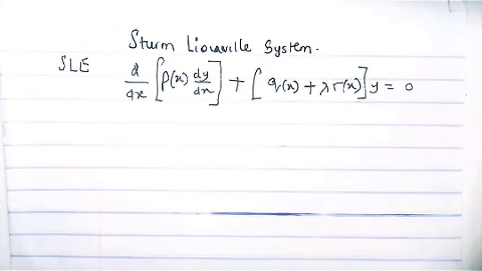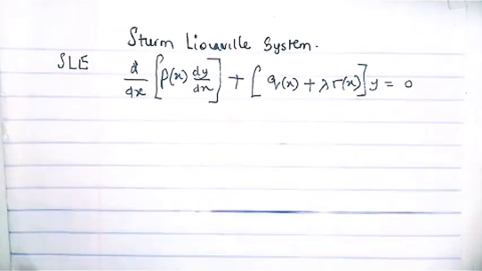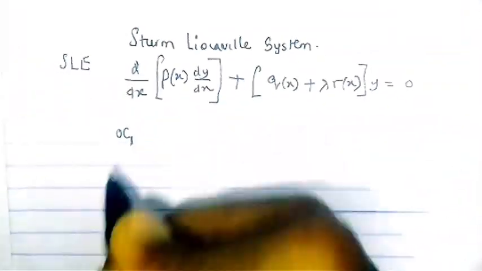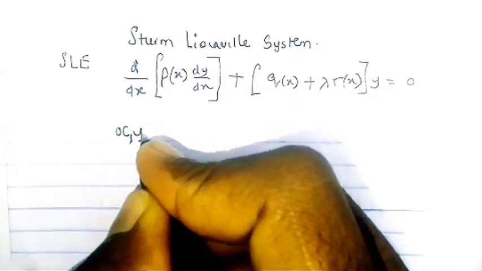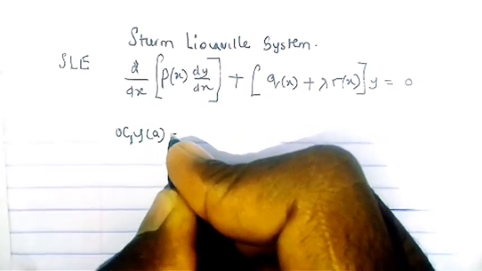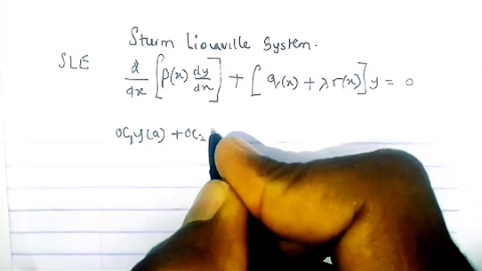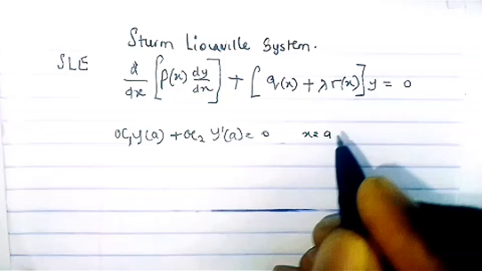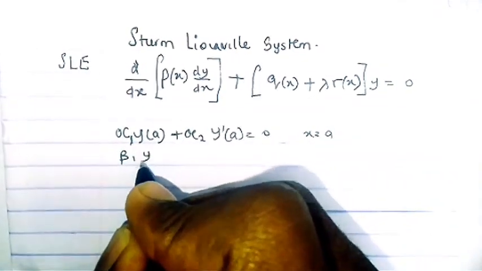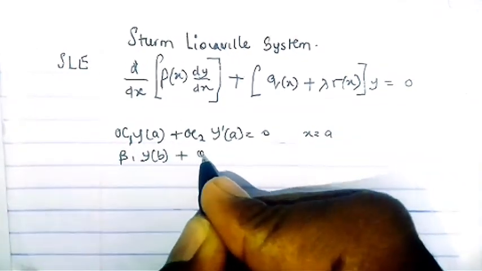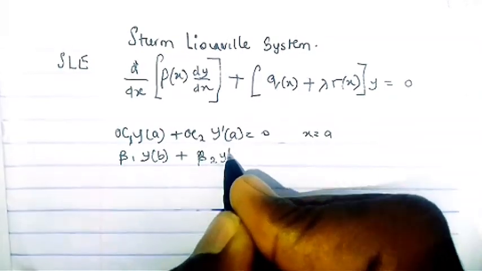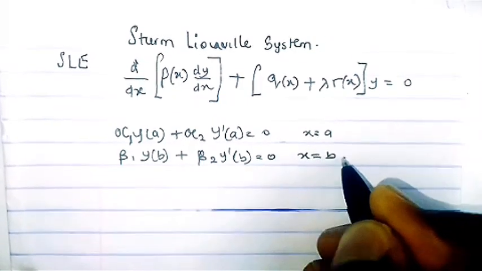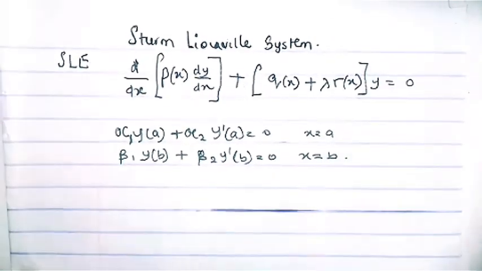Now, I said there are what we call boundary conditions, right? So now let's assume this is my boundary condition: alpha 1 times y(a) plus alpha 2 times y'(a) is equal to 0. This is when x is equal to a. And we have beta 1 times y(b) plus beta 2 times y'(b) equals 0. This is when x is equal to b. Right, so this is what I call my boundary condition.